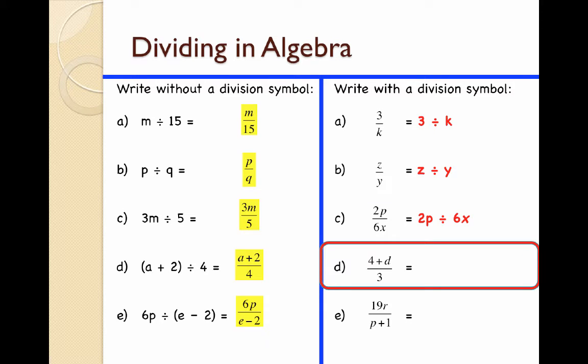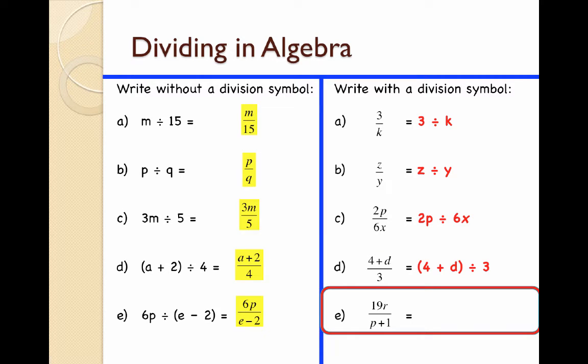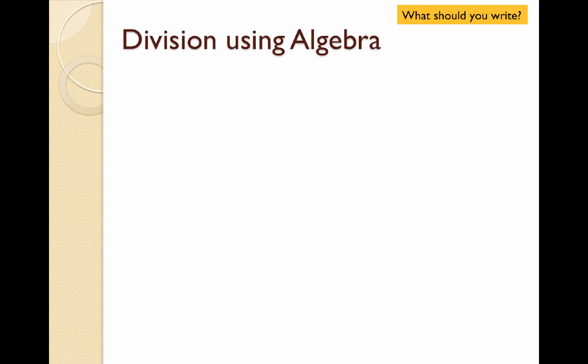For 4 plus d over 3, I need to put brackets around that 4 plus d, so that when I divide by 3, the order of operations won't kick in and do the division before it does the addition. For the last one, 19r over p plus 1, I need to make sure that I have brackets around the p plus 1, so that I have 19r divided by p plus 1.